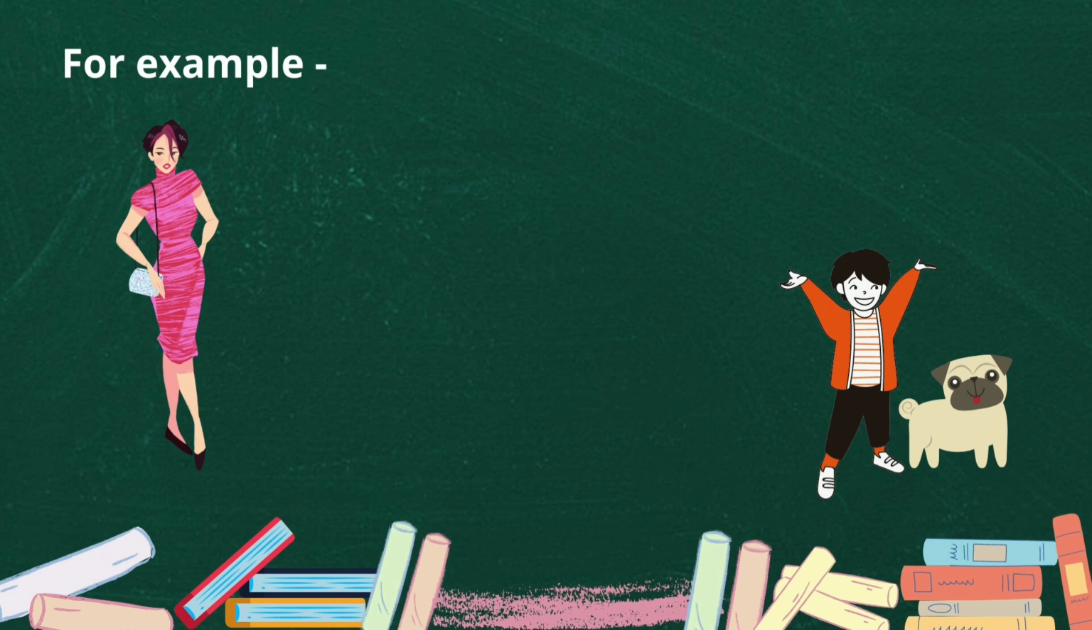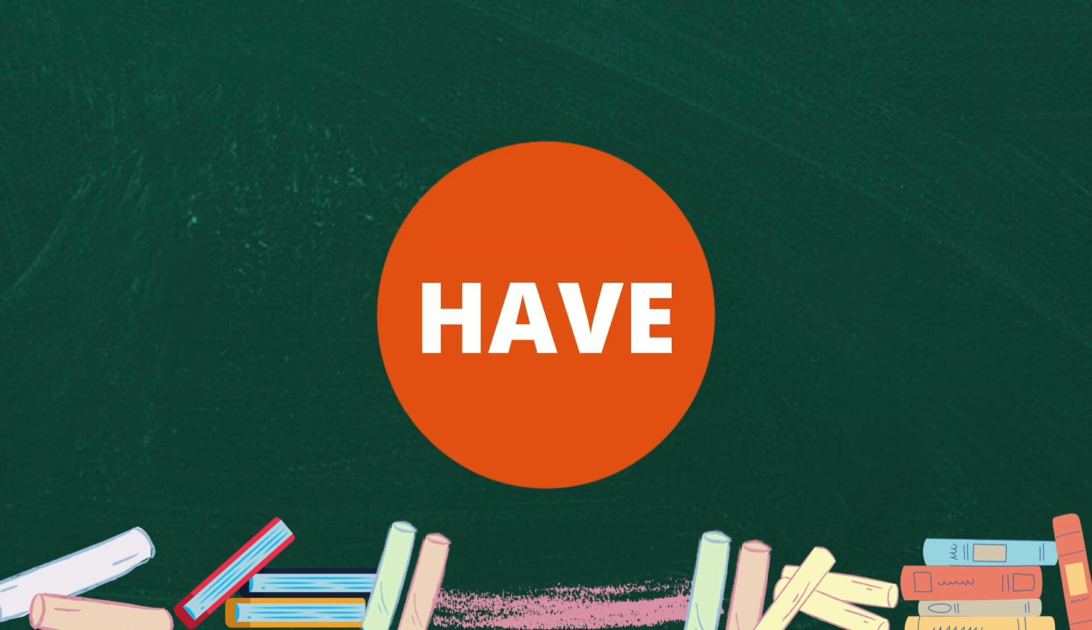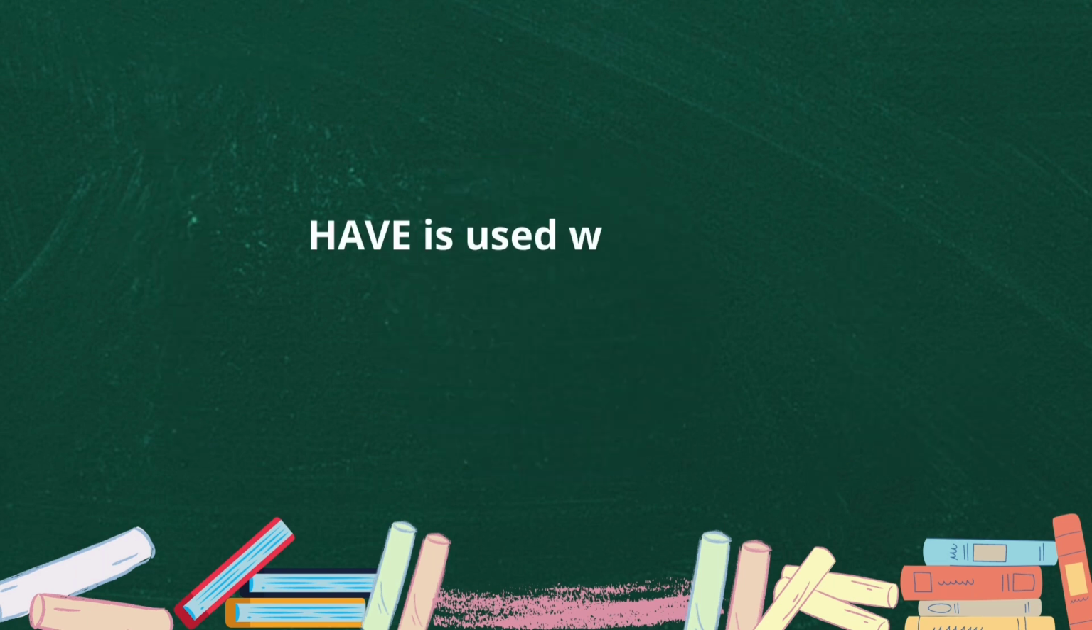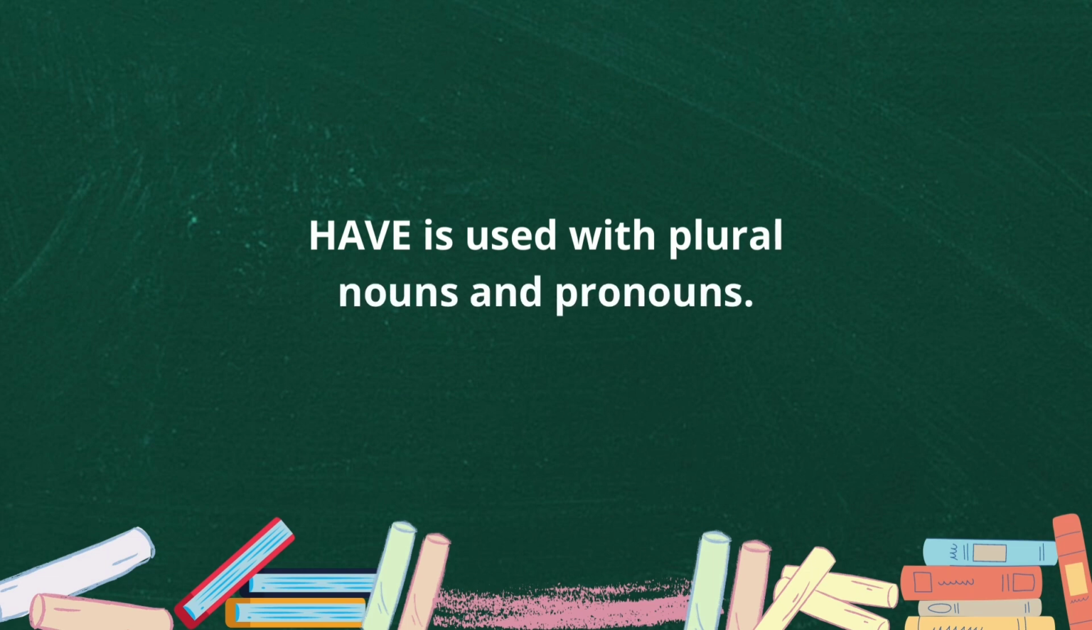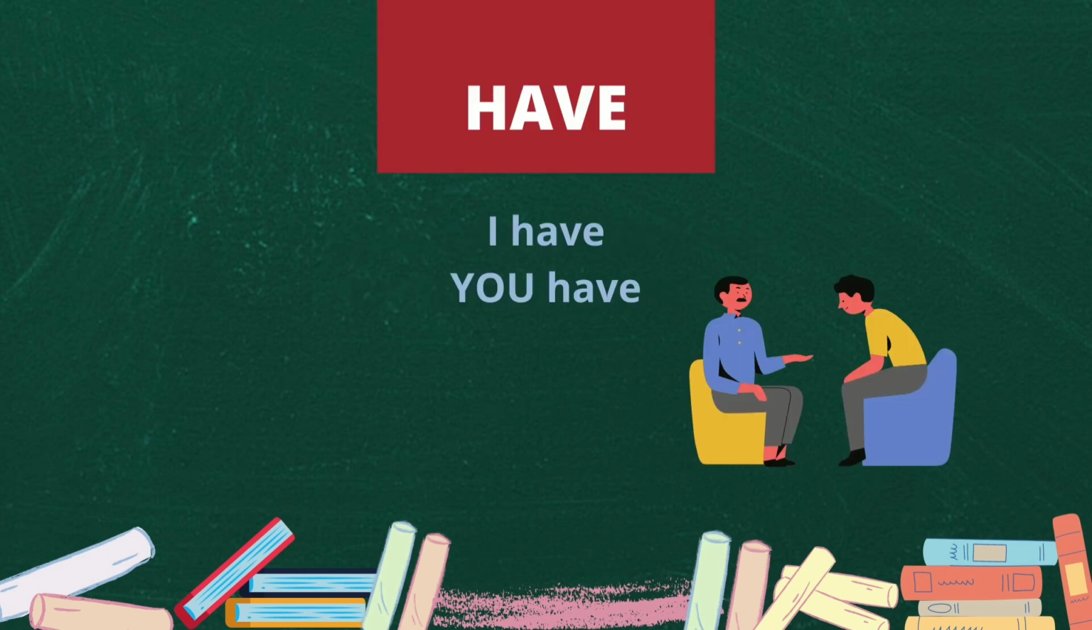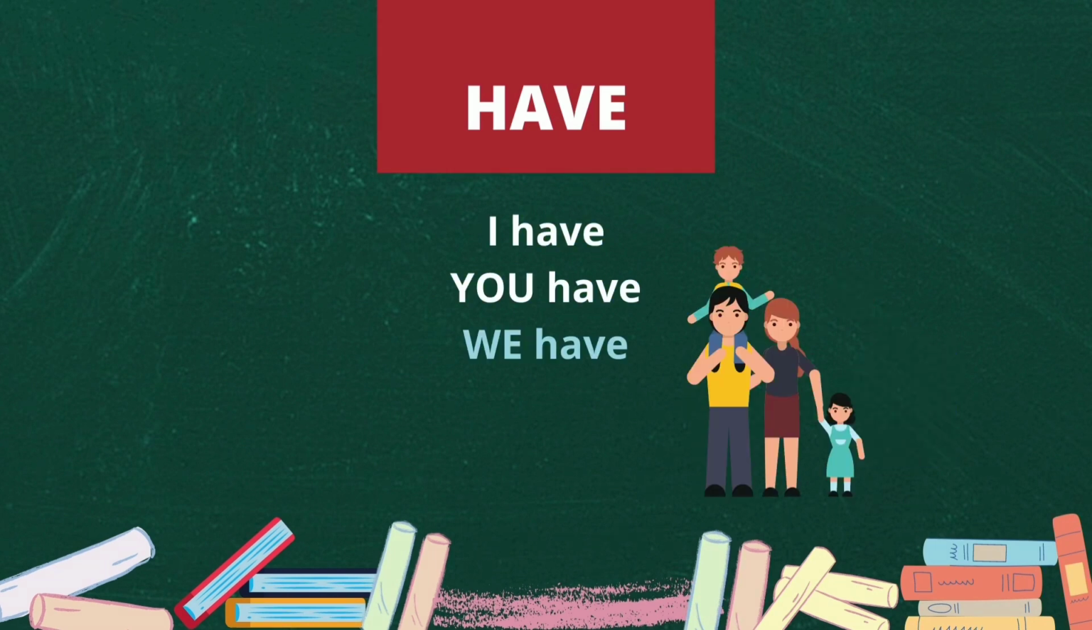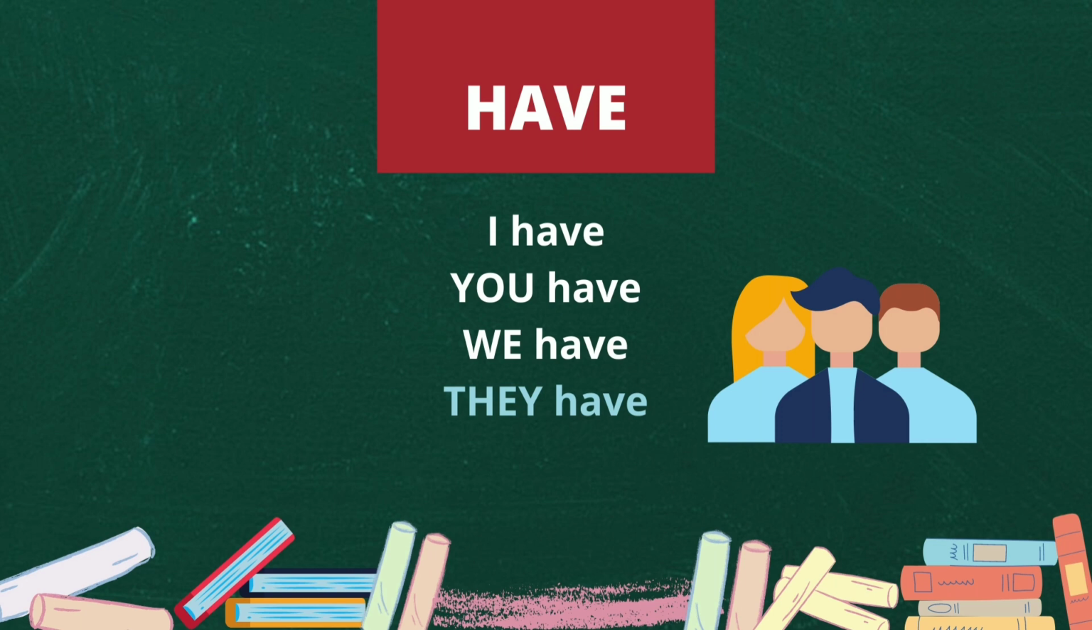Let's learn when to use have. Have is used with plural nouns and pronouns, which means at least two. I have, you have. Remember, we always use have with I and you. We use we have when we talk about a group of people including us. They have when we talk about many people.